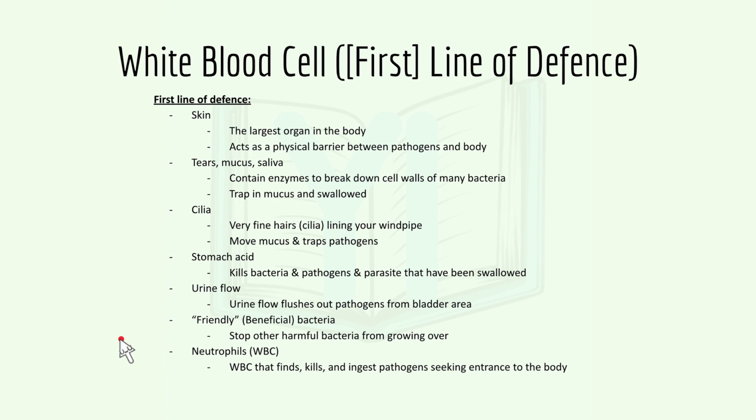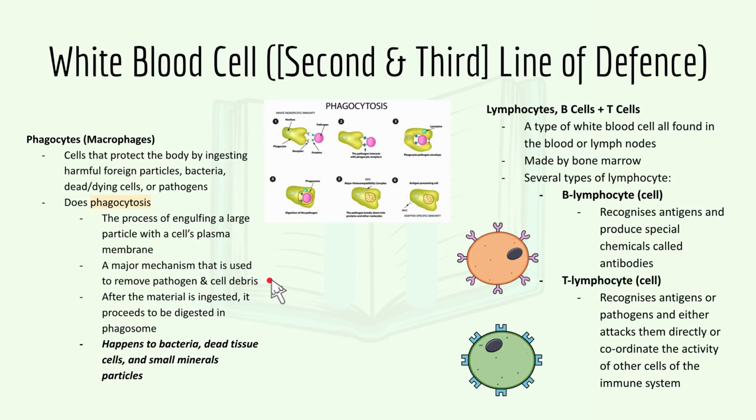And we'll move on now. Now we'll look into the second and third lines of defense. We have phagocytes, which are macrophages, white blood cells that protect the body by ingesting harmful foreign particles or pathogens. Phagocytes do phagocytosis, which is the process of engulfing a large particle with the cell's plasma membrane. You can have a look at the diagram for phagocytosis.